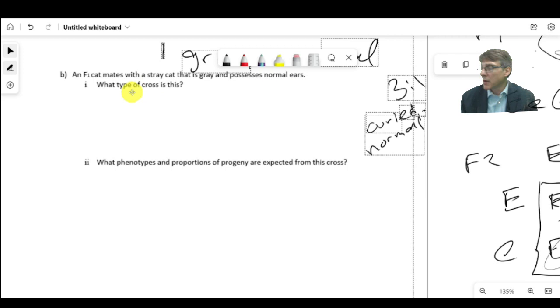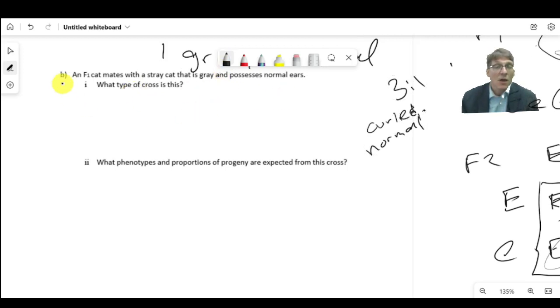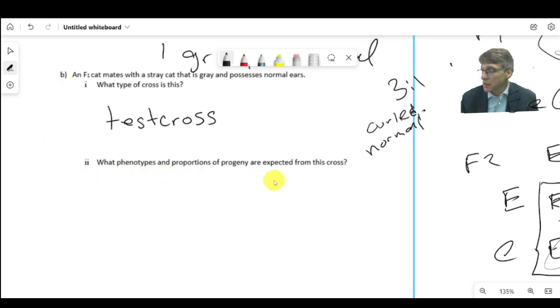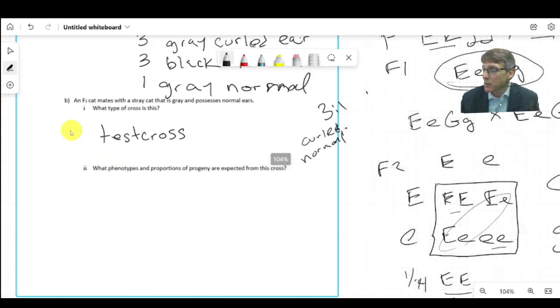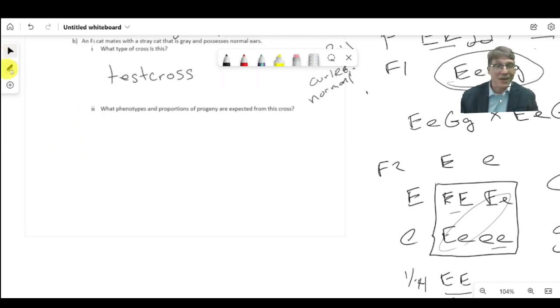What we want to remember here is this is just a classic type of genetic cross. Whenever we're crossing one organism with a known recessive for particular sets of traits, this is what we refer to as a test cross. Okay, so then what are the phenotypes and proportions for the progeny that are expected? And for this one, doing the Punnett square like I started with the last one is probably the easiest and fastest way, because this isn't a standard dihybrid cross. It doesn't have a standard set of proportions.